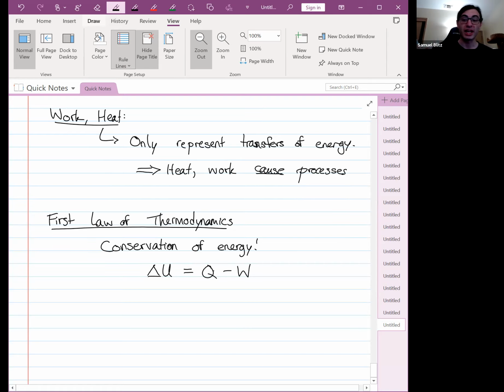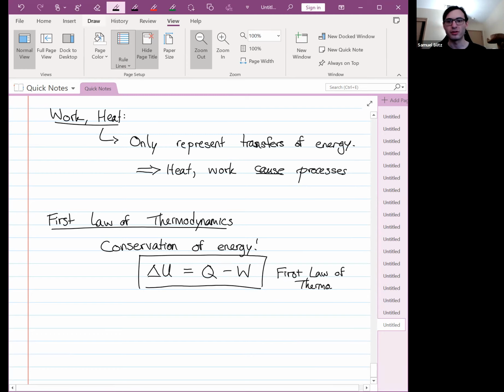Now here, again, you may have seen this with a plus sign in chemistry. That's because they used a different sign for W. So here we have Q minus W. This equation is the first law of thermodynamics. It's like Newton's second law, but for thermodynamics. It's the big one. And the point is that this is literally just a description of energy conservation.